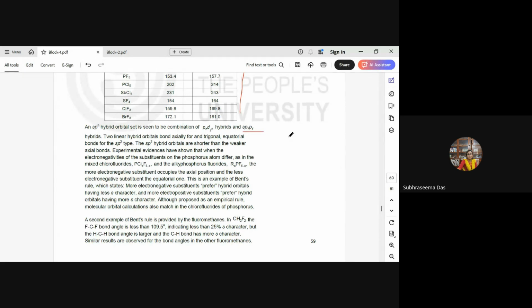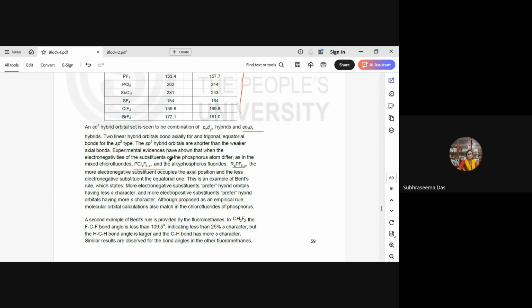Now we have seen from experiment that the electronegativity of the substituents on the phosphorus atom matters. Take, for example, a mixed chlorofluoride, PClxF5−x, which is a general representation of a mixed chlorofluoride, or the alkyl phosphorus fluorides like RxPF5−x. The more electronegative substituent occupies the axial position, and the less electronegative substituent occupies the equatorial position. This is actually an example of Bent's rule.